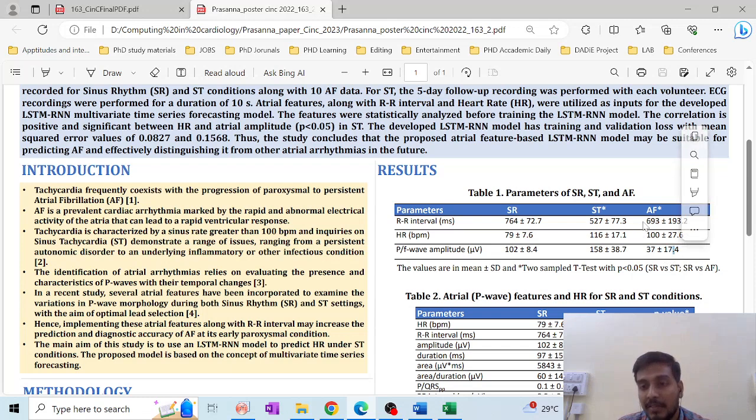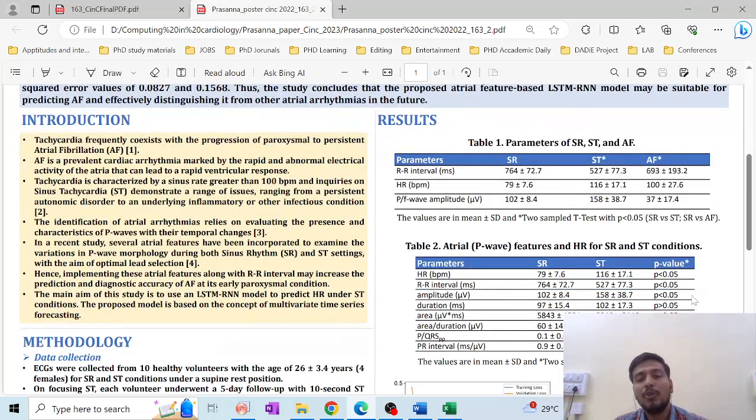With this increase in heart rate in atrial fibrillation, the atrial amplitude decreases, but in sinus tachycardia, the atrial amplitude increases with increase in heart rate. Finally, to get more insights on atrial activity, we compare more atrial features, and table 2 shows that heart rate, RR interval, P wave amplitude, P wave duration, P wave area, and PR interval are significantly different in sinus tachycardia, and this difference is due to the increase in heart rate.